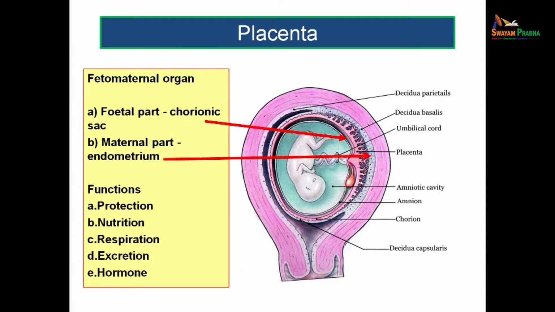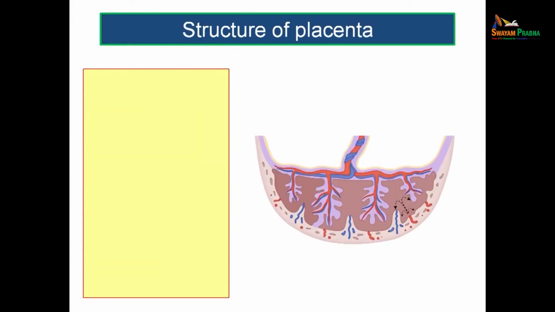Now, what are the functions of the placenta? Placenta is essential for the protection of the fetus. It acts as a source of nutrition, it helps in respiration, it helps in excretion of the waste products, and it also secretes some of the important hormones. So, let us see the structure of the placenta first.